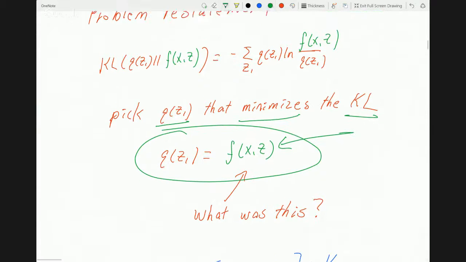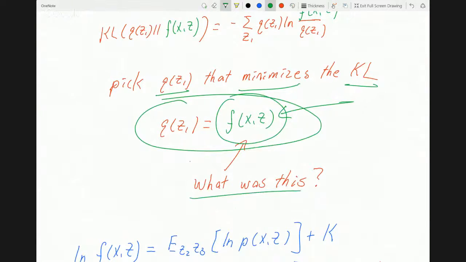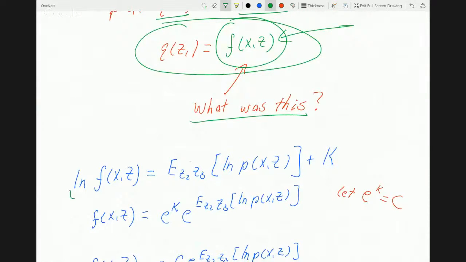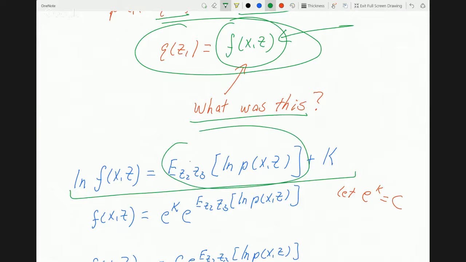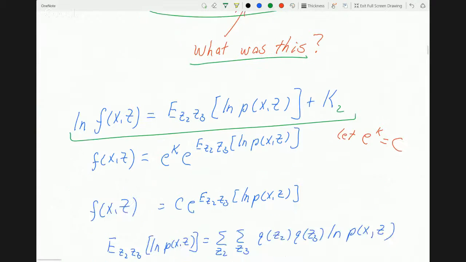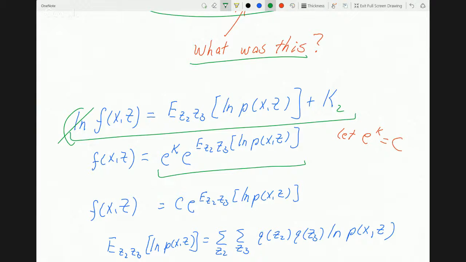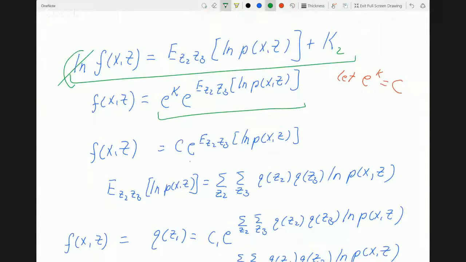Well, remember what we said this was. This was the function that described log f of x and z. It was the expectation of this here, plus some constant. I think it was k2 or something. Now, we'll get rid of the log by taking the exponential on both sides, and this e to the k, we'll just call it some constant.